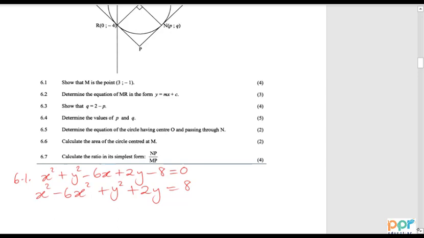Now when you complete the square you have the coefficient of x. Sorry, this is x, not x squared. You have the coefficient of x, and you also have a coefficient of y. So now let's take the coefficient of x.